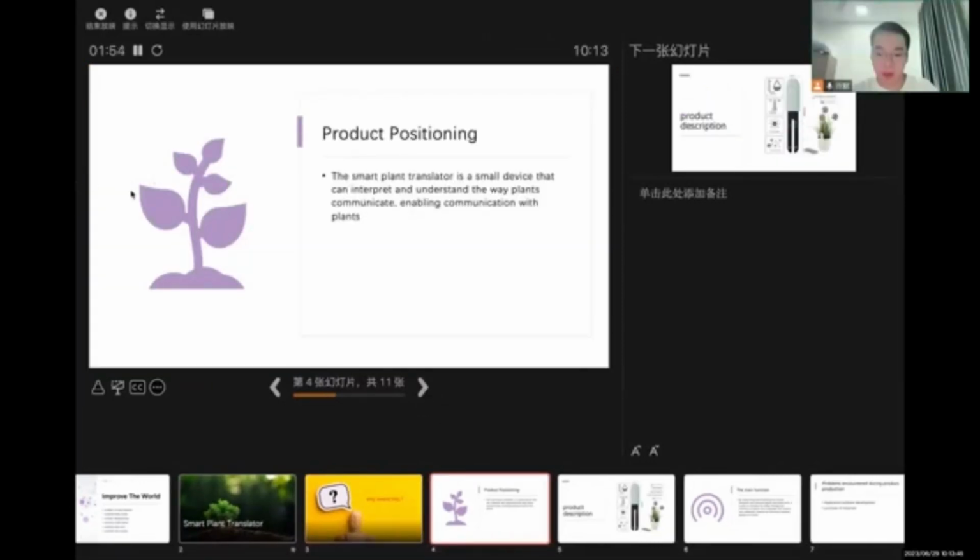Next, I will introduce the product positioning to others. The Smart Plant Translator is a small device that can improve how we understand the way plants communicate, and help us communicate with plants.